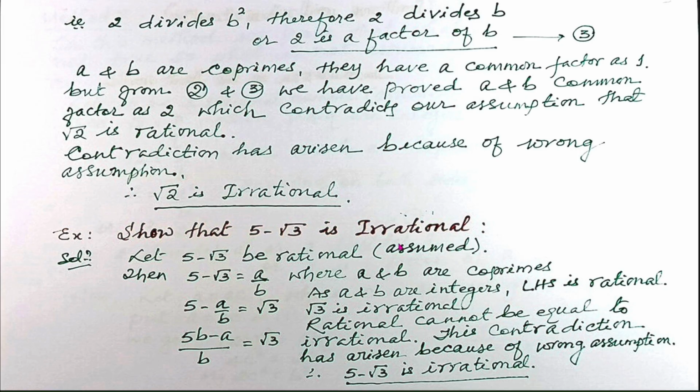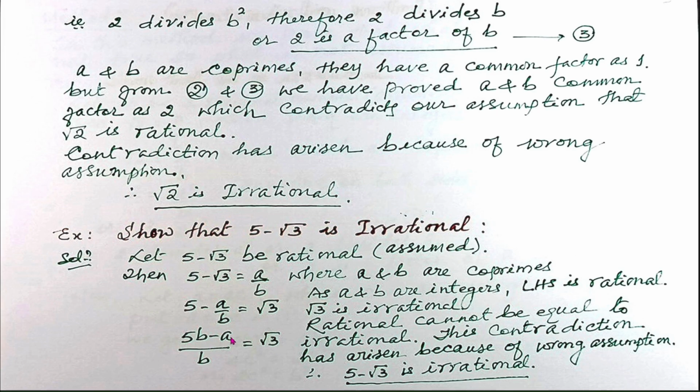Now show that 5 minus root 3 is irrational. Again, this can be done by the contradiction method. Let 5 minus root 3 be rational first. So 5 minus root 3 is a by b, where a and b are co-primes. Now taking a by b to the right and root 3 to the left, we get 5 minus a by b is equal to root 3. Now simplify this: (5b minus a) by b is equal to root 3.